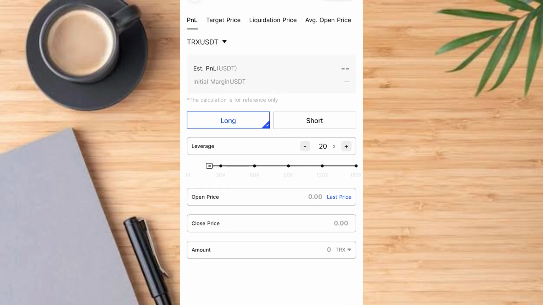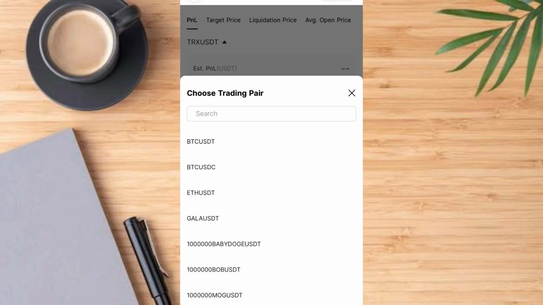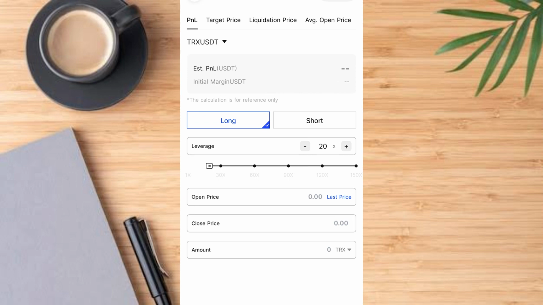Tapping on the calculator brings you to this interface. Now you can see that here you have the PNL, you have the target price, liquidation price, then average open price. These are what you see on this platform, and you see that you are trading Tron/USDT here. You can as well select any other token you want to trade, but here we are covering Tron/USDT.